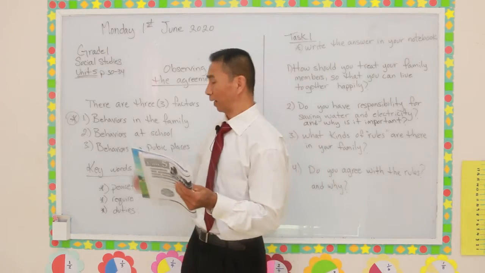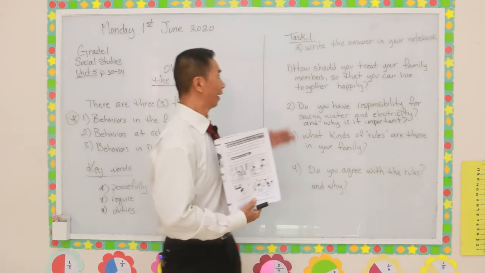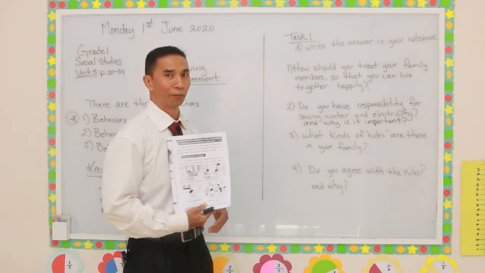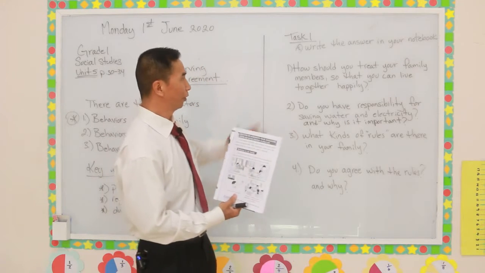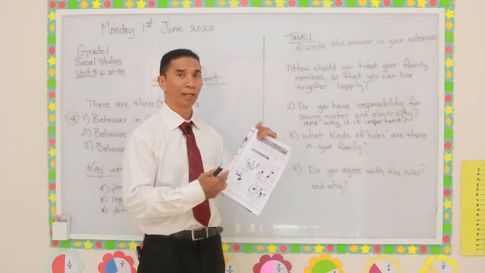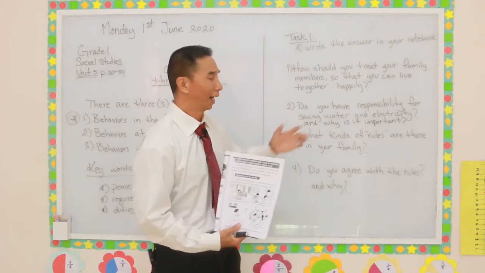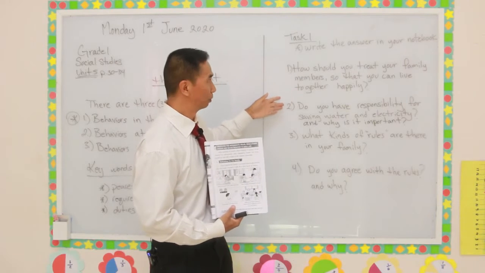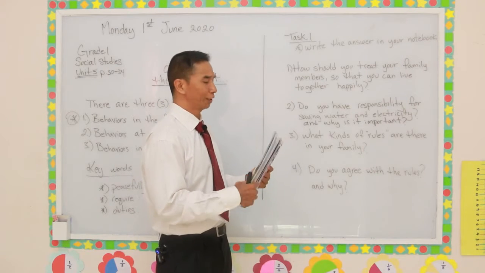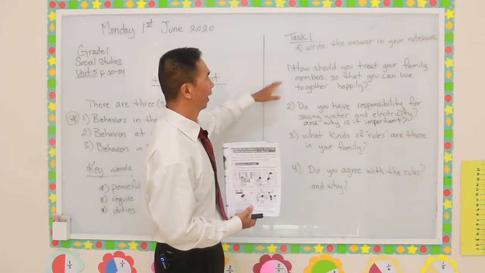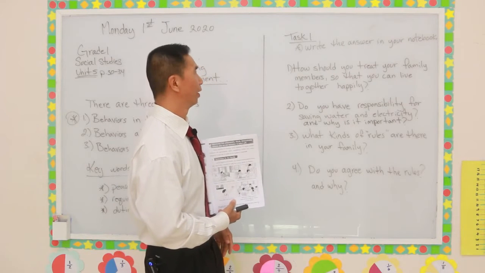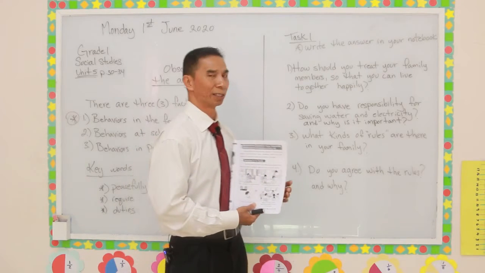Okay, after reading pages 30 and 31, I have listed 4 questions here for you to answer. You can find these answers in the book, and you can also answer them by yourself with your own thoughts and how you live at home. For question number 1 on the first task, it says, how should you treat your family members so that you can live together happily?